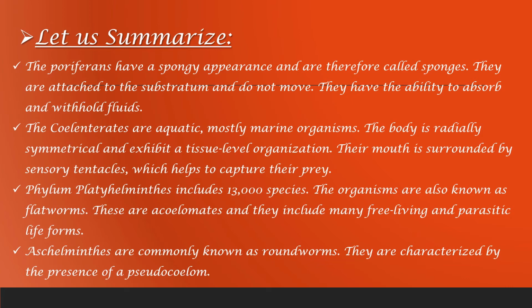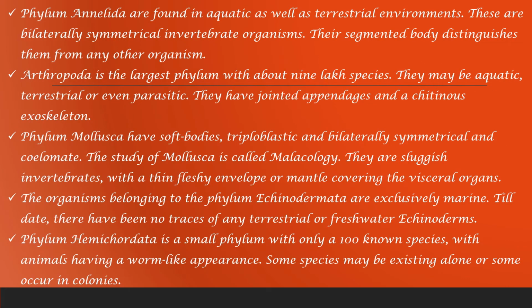Then phylum Platyhelminthes includes 13,000 species. The organisms are also known as flatworms. These are acoelomates and they include many free-living and parasitic life forms. Then Aschelminthes are commonly known as roundworms. They are characterized by the presence of pseudocoelom. Phylum Annelida are found in aquatic as well as terrestrial environments. These are bilaterally symmetrical invertebrate organisms. Their segmented body distinguishes them from any other organism.